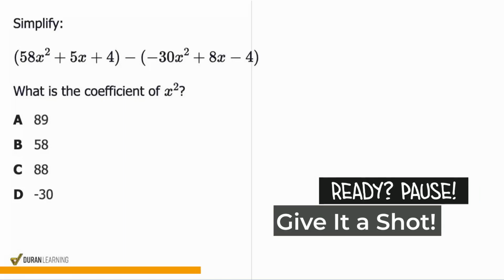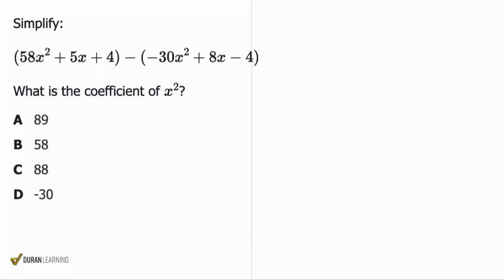All right, let's take a look at this final one here. So simplify 58x squared plus 5x plus 4 minus, then we have a parentheses, negative 30x squared plus 8x minus 4. All right, that's a lot. But everybody, there's a very specific question being asked. Everyone, it's what is the coefficient of x squared?